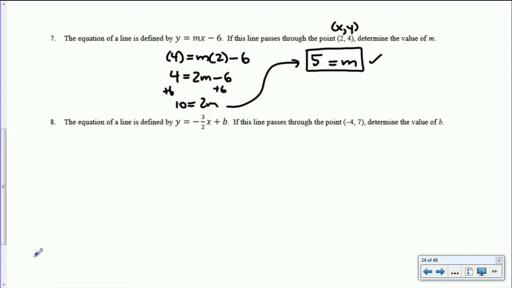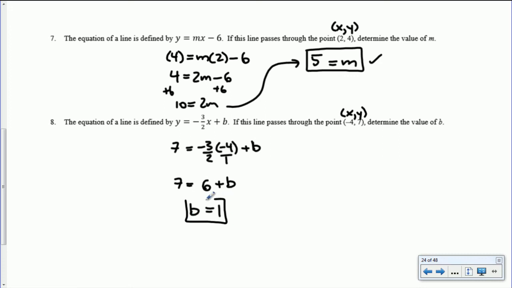Okay, try another. So the equation of a line is negative 3 halves x plus b. So again, we have an x and a y given. We can produce from this an equation to solve for b. So I put a 7 in place for y, negative 3 halves, I put a negative 4 in place for x, and I just need to figure out what b should be. So this will be 7. Negative 3 times negative 4 is positive 12 up top, and positive 12 divided by 2 is 6 plus b, so b needs to be 1. I subtract 6 from both sides of that, and then we're good.